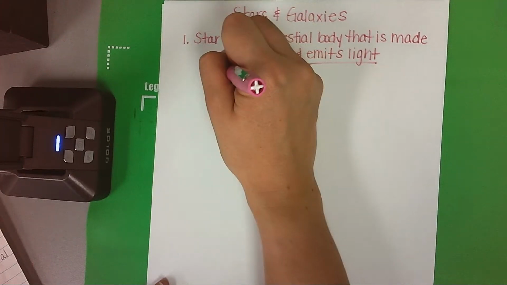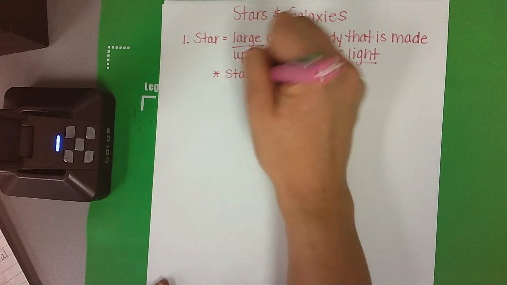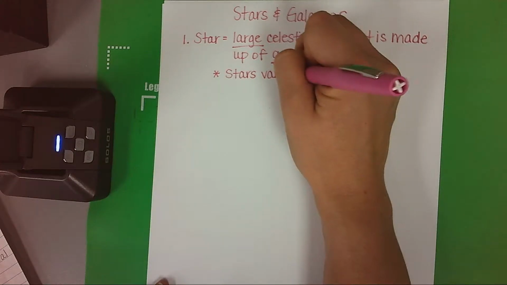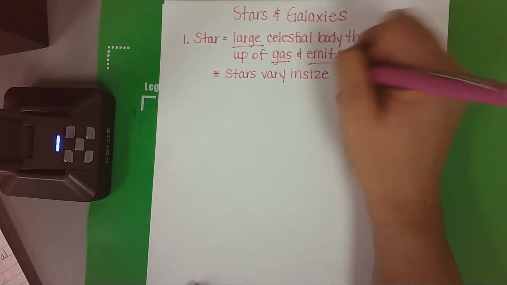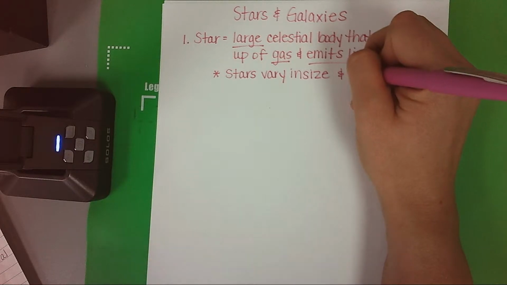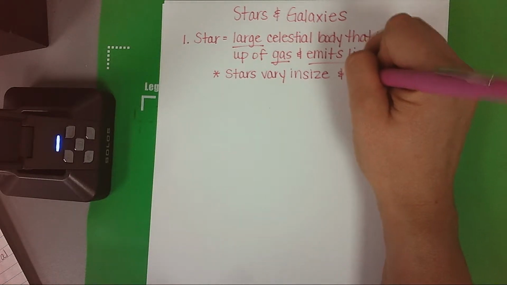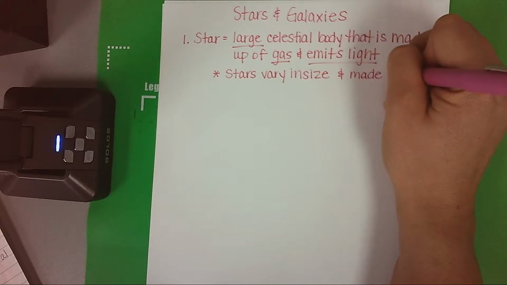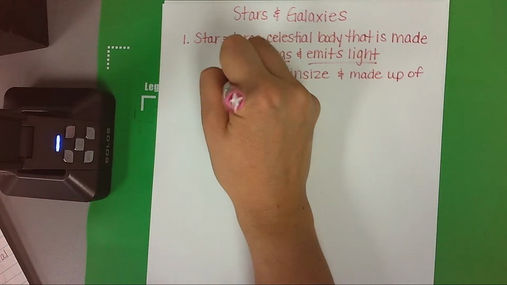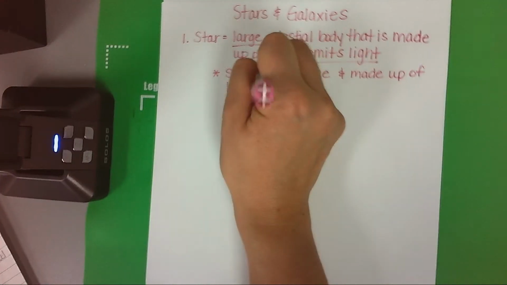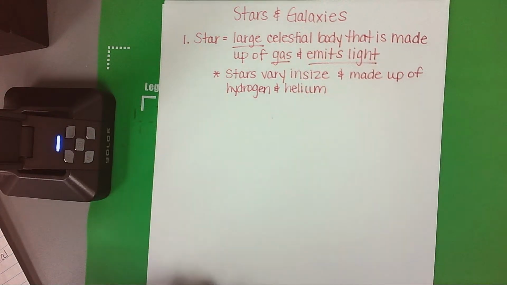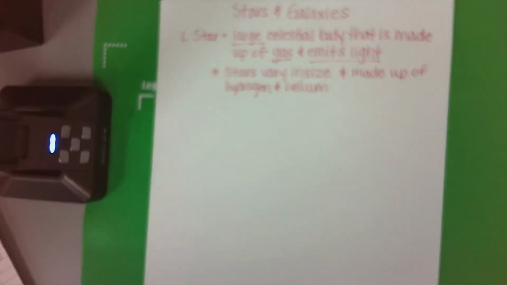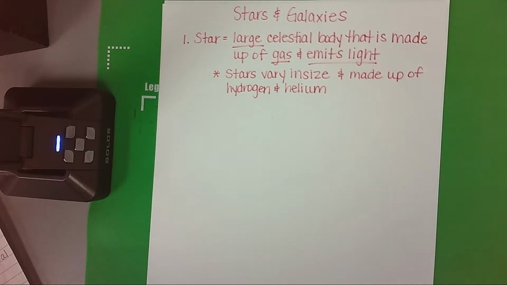Okay, so the thing is that stars vary in size, meaning they have different sizes. They're not all the same size. They kind of go through a cycle, but they are made up of gas, and their two main gases are hydrogen and helium. Okay, so a star is a large celestial body that is made up of gas and emits light. They vary in size, and they are made up of hydrogen and helium.